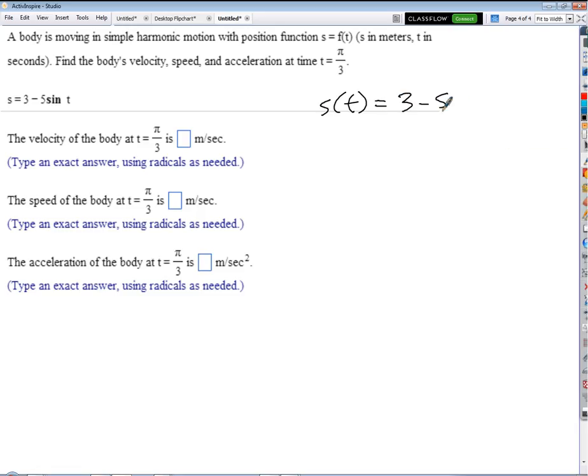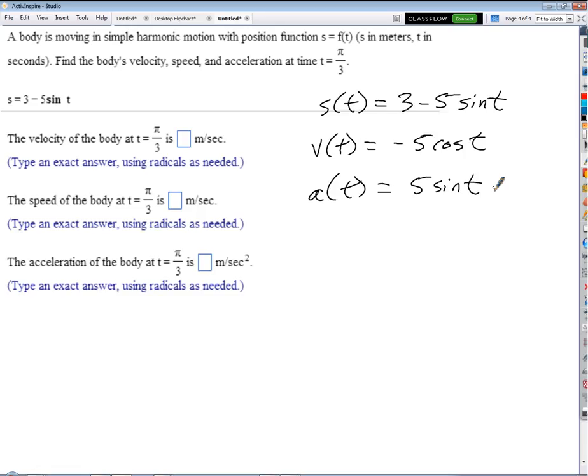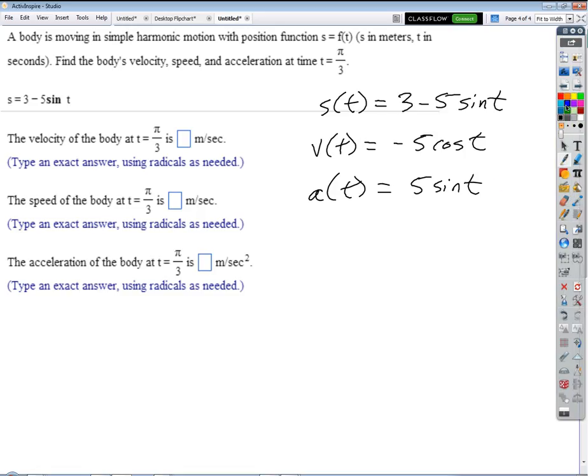s of t is 3 minus 5 sine t. So what is v of t? Just the derivative, right? Negative 5 cosine t, and acceleration is then 5 sine t. Good, because the derivative of cosine is negative sine. The negatives cancel. Very good. So all we have to do is just plug in pi thirds. That's no big deal, right? So s of pi thirds.